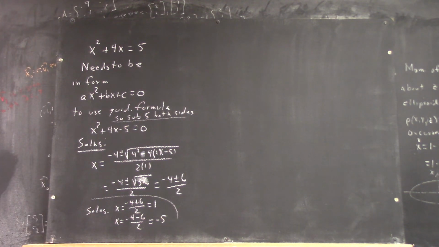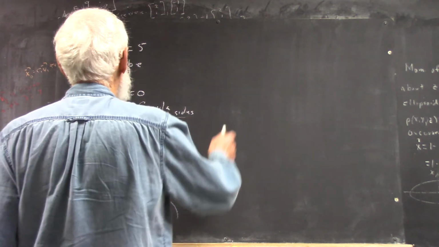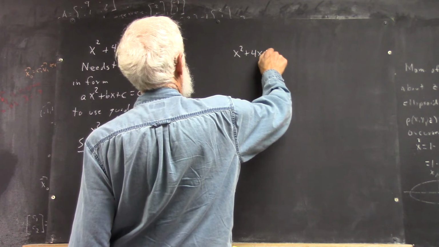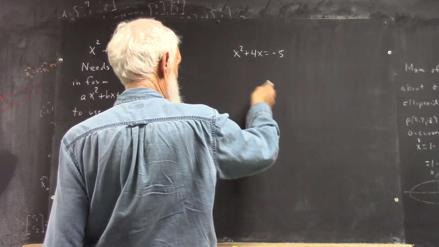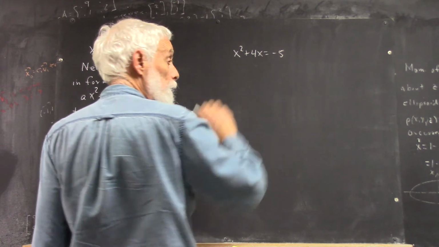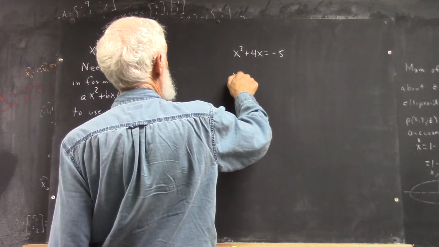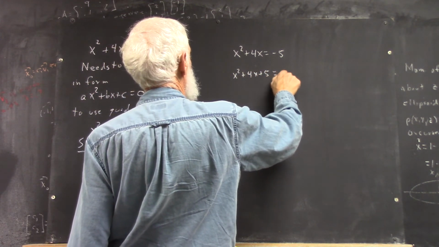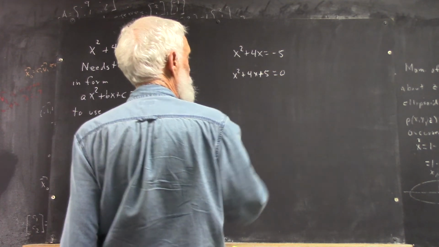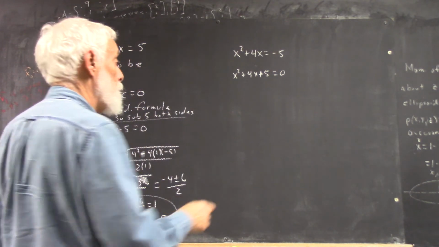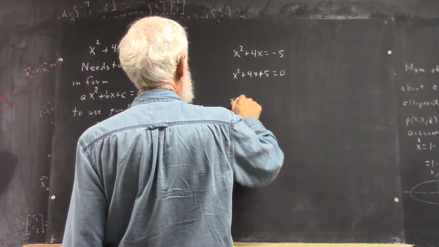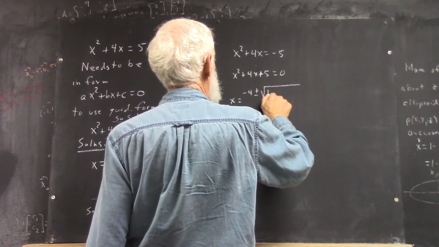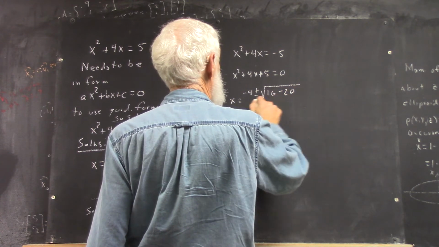Now, if the equation had been this, you would have gotten x squared plus 4x plus 5 equals 0. Okay? So that x is negative 4 plus or minus the square root of 16 minus 20 over 2.